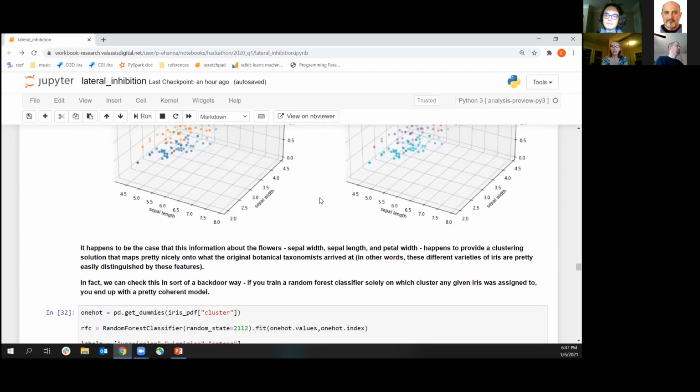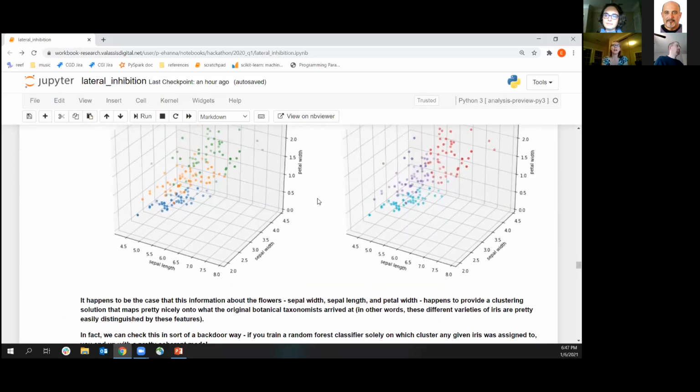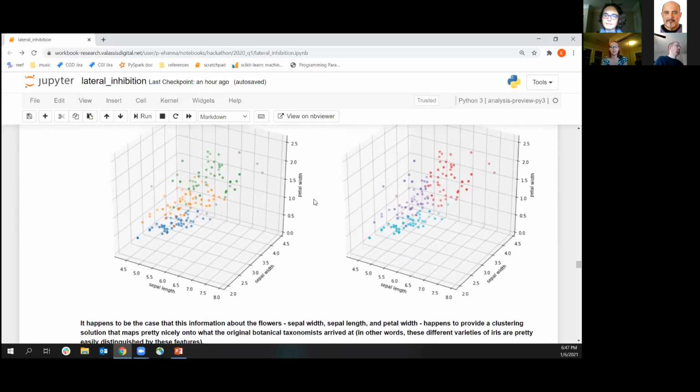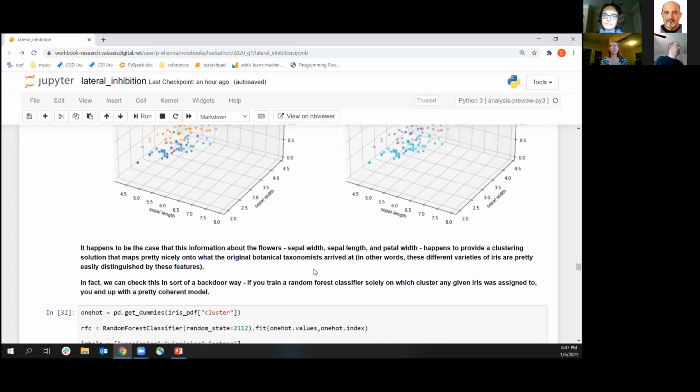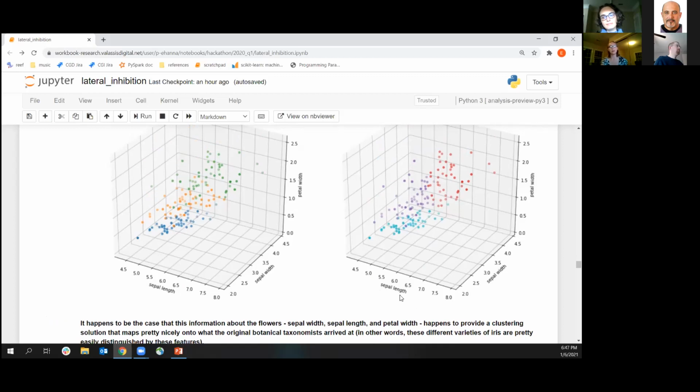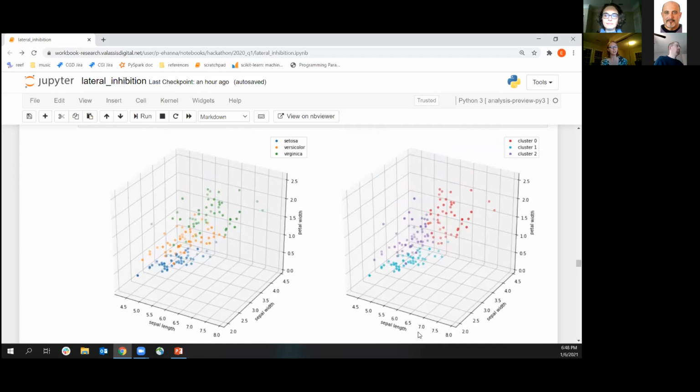And if we wanted to see how well these alternate universe botanists did with their completely data-driven approach to converging on what actual botanists decided when they were creating a taxonomy of irises, we can check this in a backdoor way. We could train a random forest classifier to ignore the information about sepal length, sepal width and petal width, and just look at the assignment of any given iris to the cluster that we came up with when we did a k-means clustering algorithm based on these features.